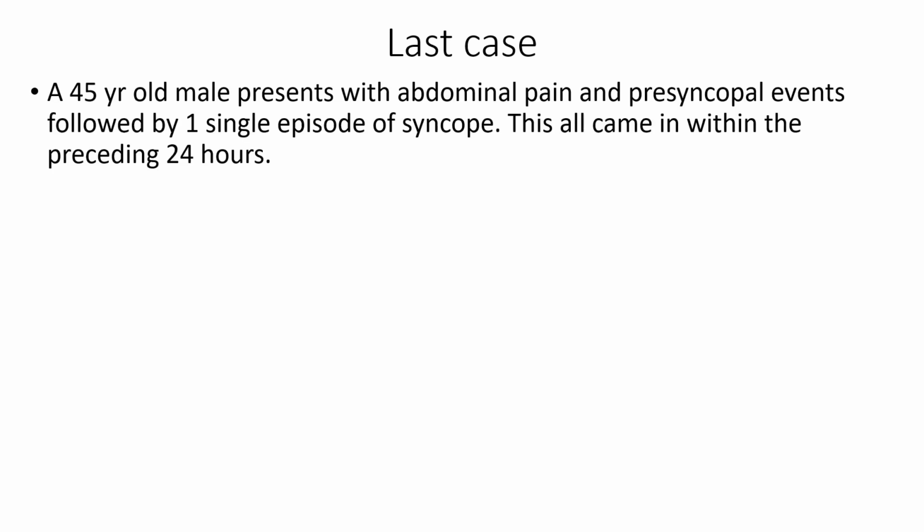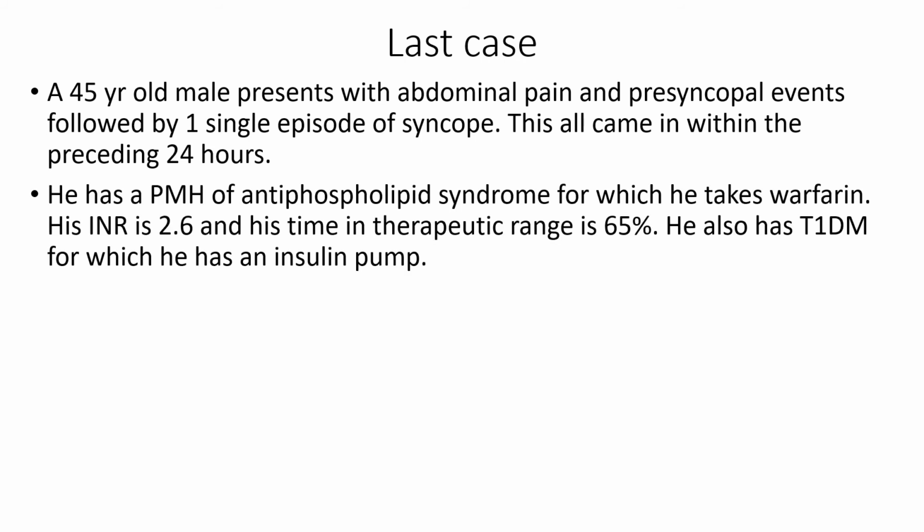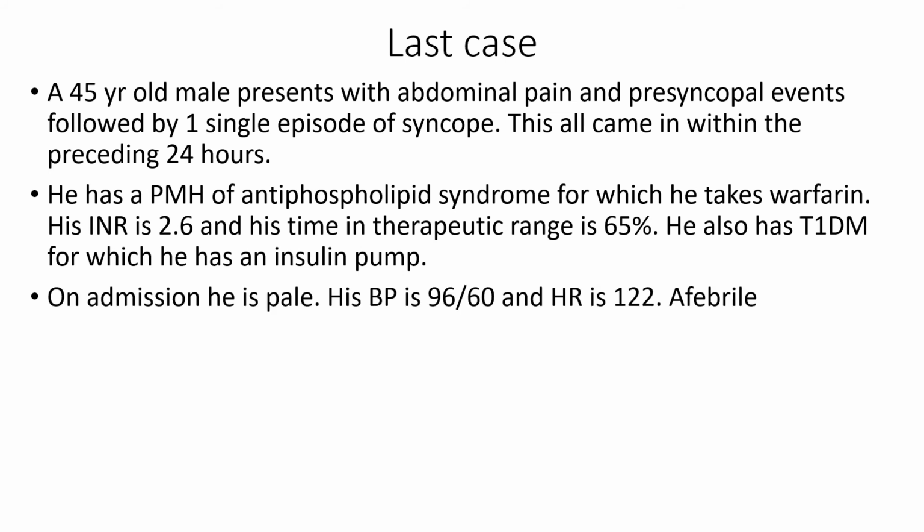Last case. So we have a 45-year-old male presenting with abdominal pain and a pre-syncopal event, followed by syncope. This has all come on within the last 24 hours and is getting worse. He has a past medical history of antiphospholipid syndrome, and he takes warfarin. His INR is 2.6. His time in therapeutic range is 65%, so not great. He's got type 1 diabetes and has an insulin pump.